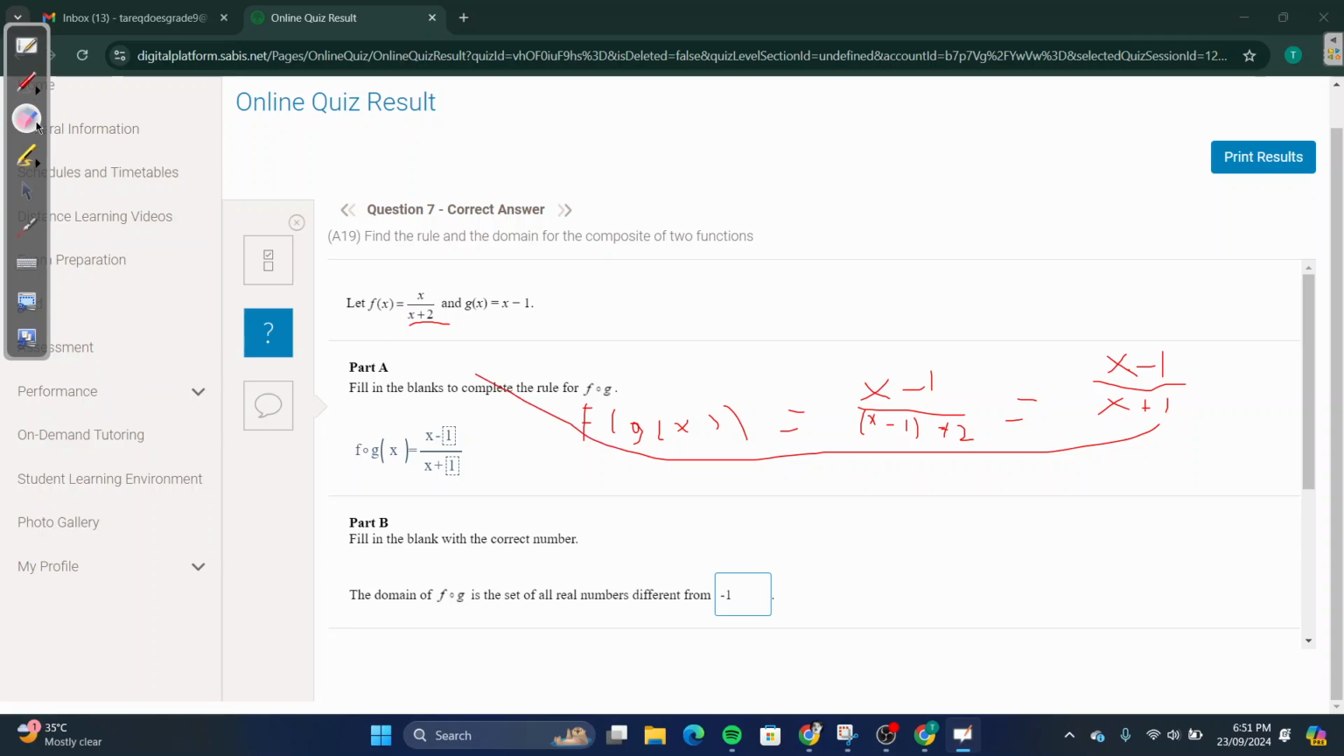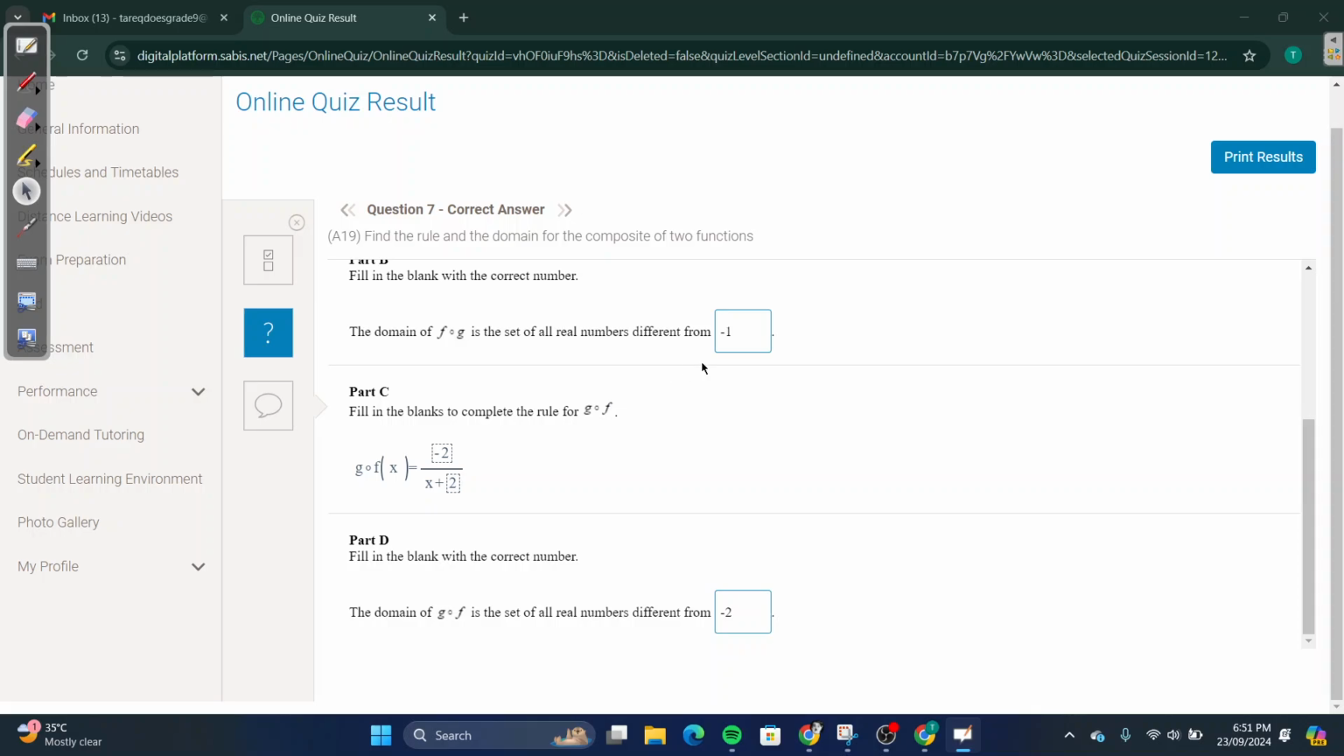Okay, part B. The domain: x plus 1 cannot be 0. Take 1 to the other side. X cannot be negative 1. Okay.